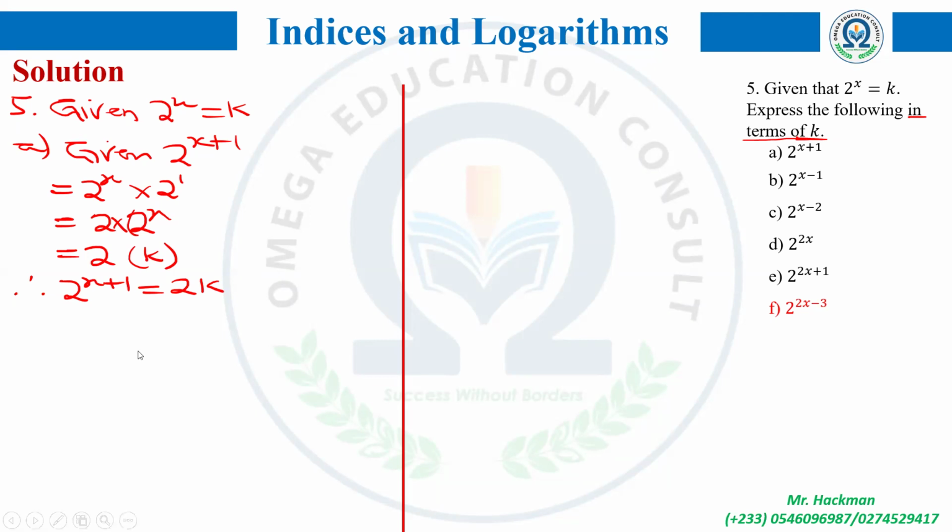If the point is well made, then let's look at B. What are we given? We are given 2 to the power x minus 1. Remember, anytime you have exponents and the terms are subtracted, what does that mean? Division. So it means initially you had 2 to the power x divided by 2 to the power 1. Am I right?